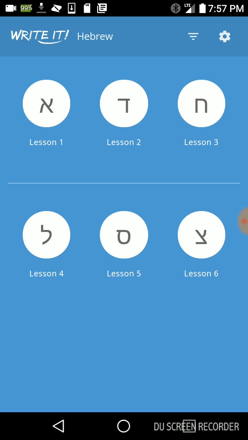Now of course you know that Hebrew doesn't have capital letters, so this is a shorter lesson than the Greek counterpart. Let's look at lesson 1.